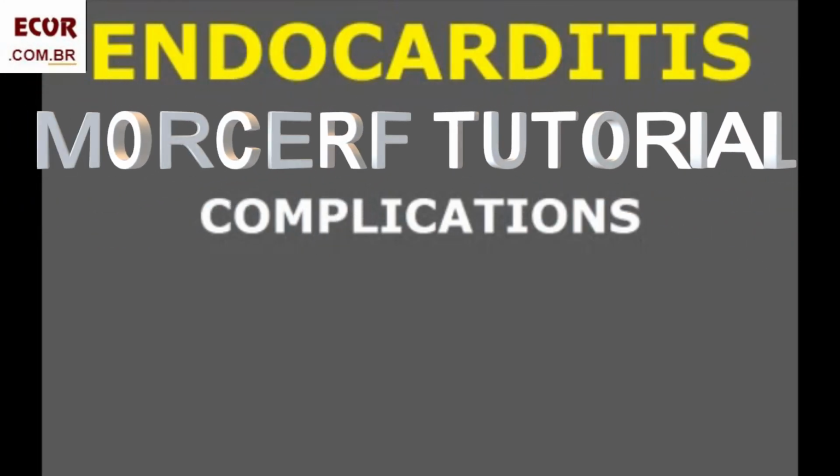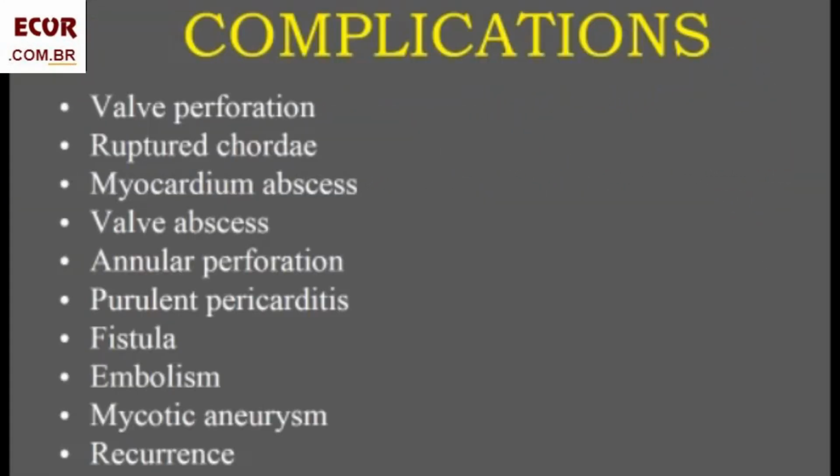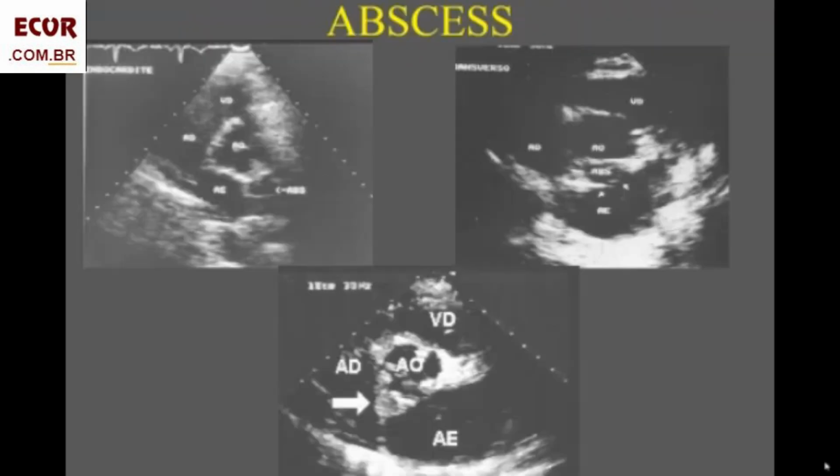There are many possible complications of endocarditis: valve perforation, ruptured chordae, myocardial abscess, annular perforation, purulent pericarditis, fistula, embolism, mycotic aneurysm, and recurrence. Let's study initially the abscess.